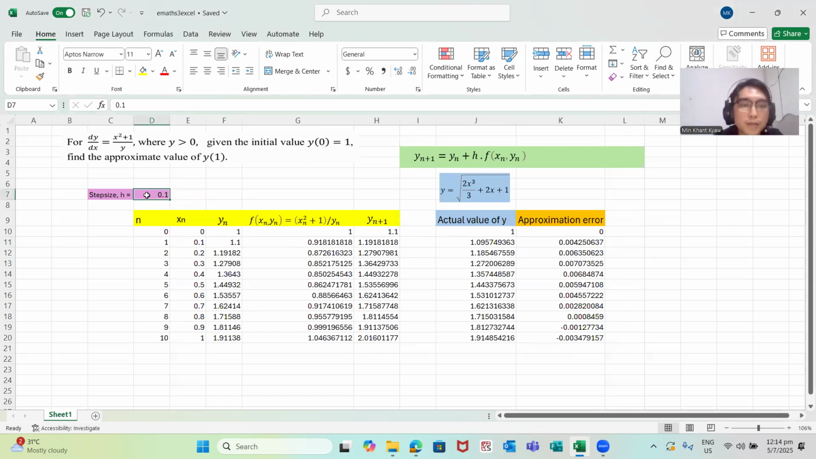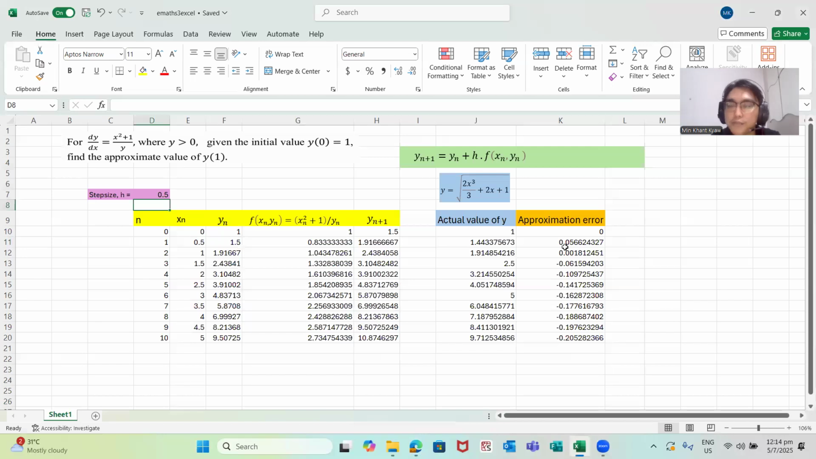However, if we use a bigger step size, then we will have a larger approximation error. So from this, we can note that the smaller the step size, the more accurate the approximation that we can get.